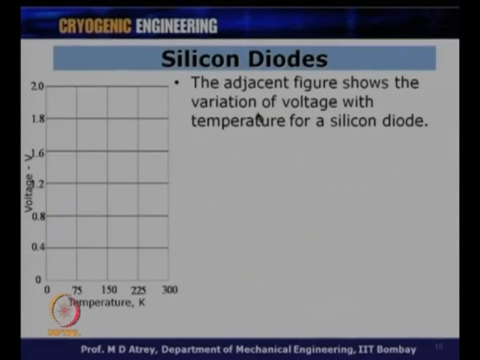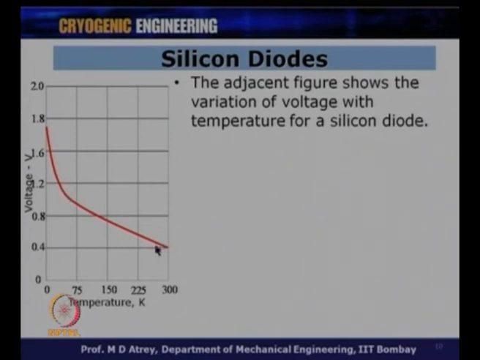The adjacent figure shows the variation of voltage with temperature for a silicon diode. You can see the voltage on the y-axis and the temperature on the x-axis. If you remember, in the case of PT100, this curve was coming down like this. The voltage was higher, and as you came down in temperature, it was in the opposite direction. While in silicon diode, you can see that it is in the opposite direction. That means as the temperature decreases, the voltage increases. So the sensitivity can be negative over here. Alright.